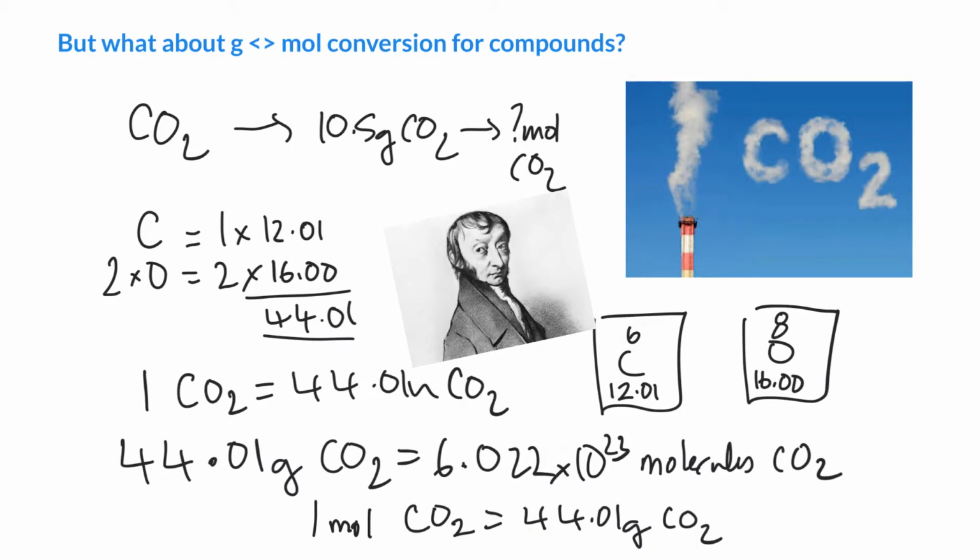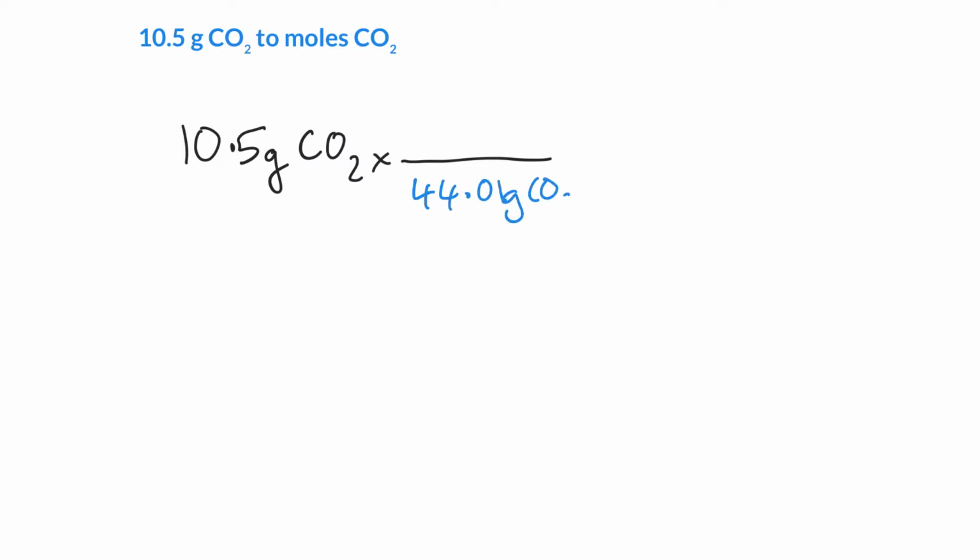So if we want 10.5 grams of CO2, I think you know what's coming up next. We've got 10.5 grams of CO2 and we want to convert to moles. So we take our conversion factor setup. 10.5 grams of CO2, write it up front, and then we write our conversion factor. We've got 44.01 grams of CO2, which has to go on the bottom because we need to cancel out the grams of CO2 on the other side. And the 1 mole of CO2 goes on the top. We go ahead and do that calculation.